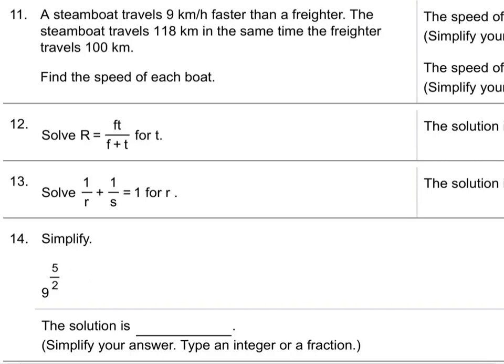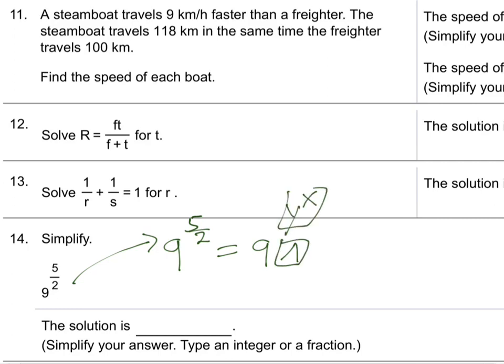Okay, number 14. So 9 to the 5 halves power. We can do this right on your calculator. You just go 9 to the power. You might have an up arrow button. Some calculators have a y to the x button. And then you've got to put parentheses, 5 divided by 2. You've got to put the power in parentheses on your calculator. So 9 to the 5 halves power. And then just hit the equals button, and you should get the answer on your calculator.